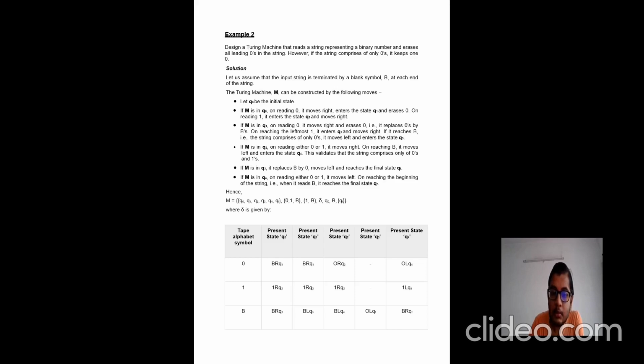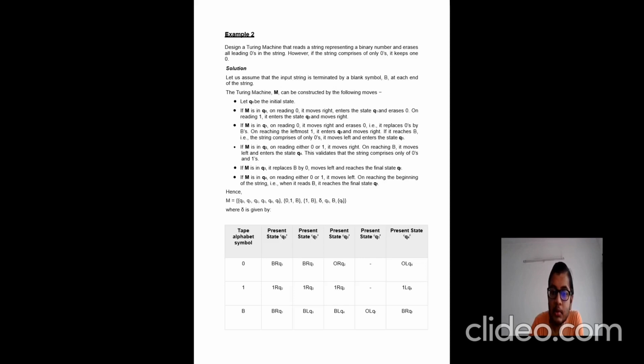If M is in Q2, on reading 0 or 1 it moves right. On reaching b, it moves left and enters the state Q4. This validates that the string comprises only zeros and ones. If M is in Q3, it replaces b by 0, moves left and reaches the final state Qf. If M is in Q4, on reading either 0 or 1, it moves left. On reaching the beginning of the string, that is, when it reads b, it reaches the final state Qf.